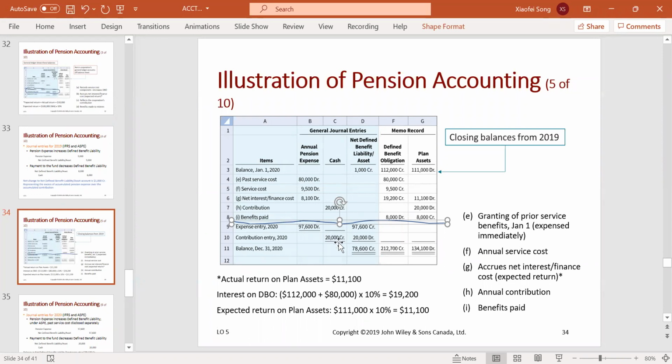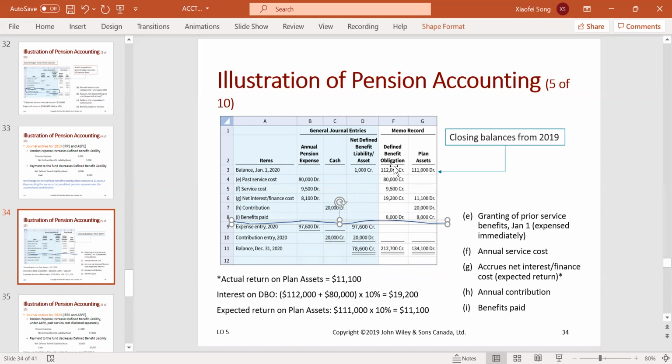So we need to credit cash and debit defined benefit liability. And so this account changed by these two entries, from 1,000 credit at the beginning, with the 97,600 credit and 20,000 debit. We have a balance of 78,600 credit. Again, this is a deficit, a bigger deficit than before.